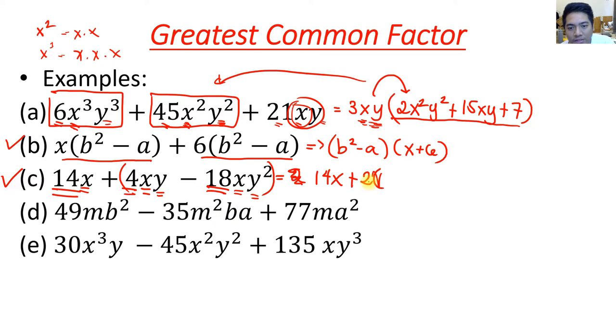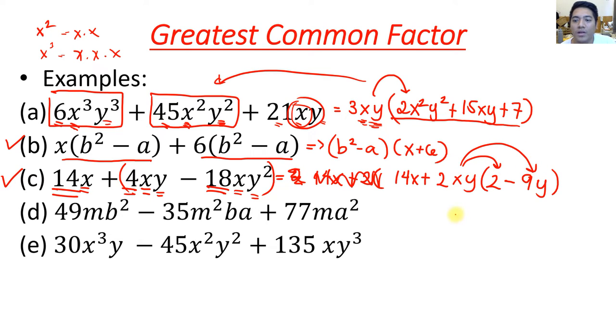So, let me just rewrite. I have 14x plus 2xy factored out. Now I have 2 so that if I multiply 2xy with this, that would be 4xy minus 9y only. If I distribute 2xy times 2, that would be 4xy. 2xy times 9y would be negative 18xy squared. So this will be my final answer for this.